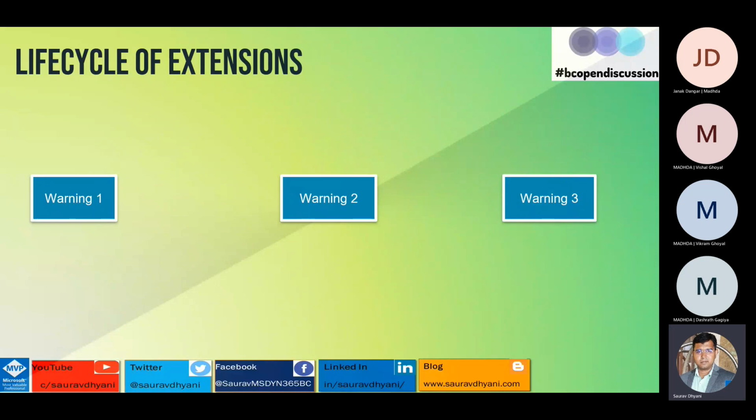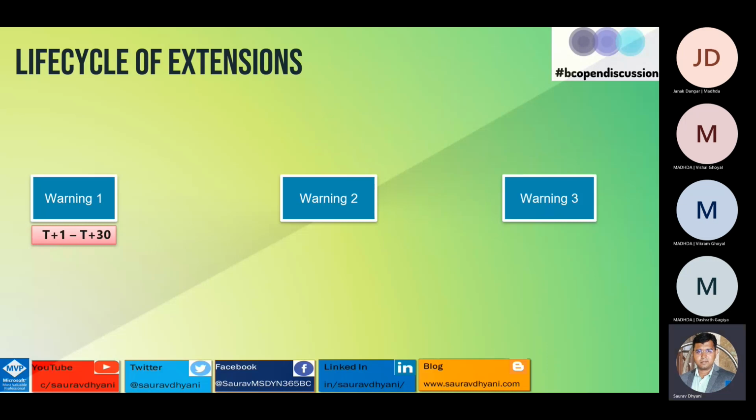So assume T as the date when the major release was announced. Let's say September 1. September 1 is the major release that was announced. So what happens is warning 1 actually comes between T plus 1, which is September 2, to T plus 30.